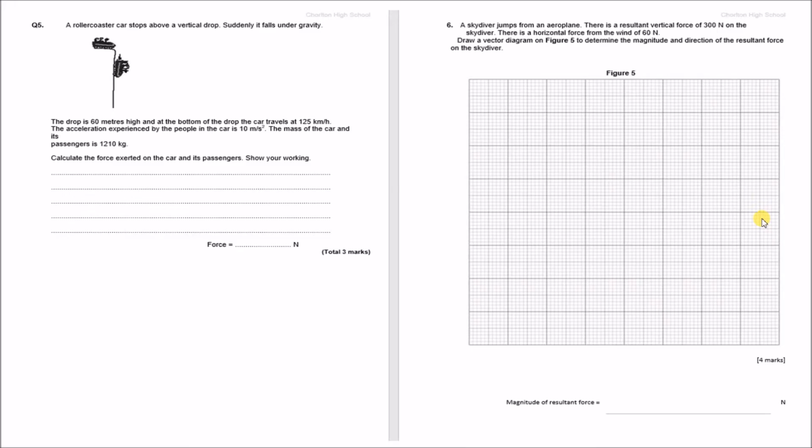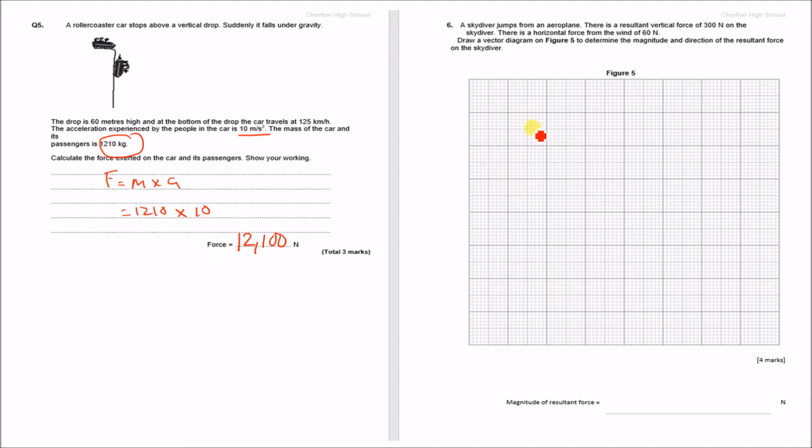Okay, so a roller coaster stops above a vertical drop and then suddenly falls under gravity. Again, we're after the force here. We know that force is equal to mass times acceleration, so we need to find these points. The acceleration experienced by the people is 10, and the mass is 1210, so we're going to multiply that by 10, and that will give us 12,100 newtons.